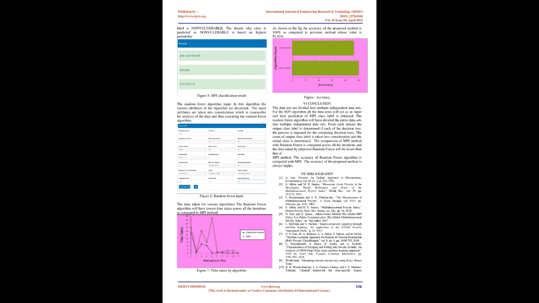Results. The MPI classification input, in which there are multiple values provided by the end user in order to determine the category in which the following attributes fall. The classification result for the MPI algorithm. As shown in the figure, the cluster number which is predicted is 4 and the class label is non-vulnerable. The class is predicted as non-vulnerable based on the highest probability.